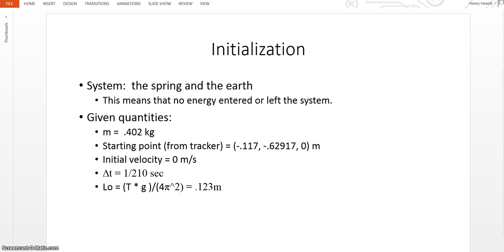And the initial length is found by rearranging the equation for the period and finding that the period squared times gravity divided by 4 pi squared is equal to 0.123 meters.